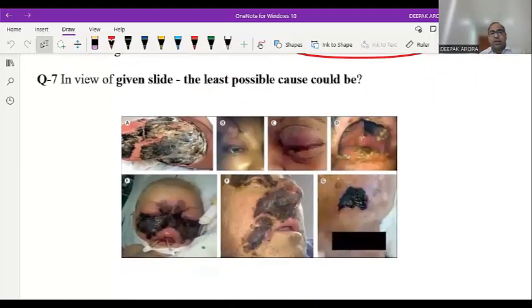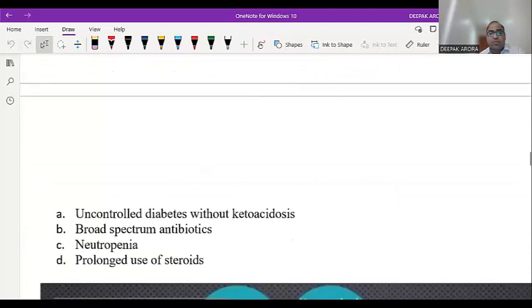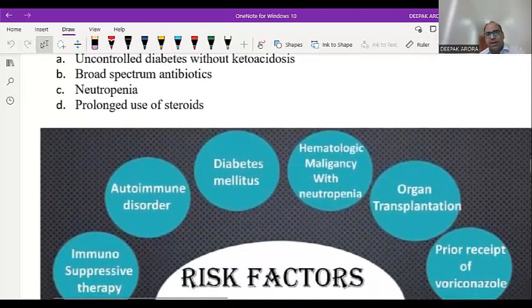Question number 7. In view of the given slide, what is the least possible cause? I'm showing you some necrotic lesion over the nose. That is, you are going in favor of mucormycosis. Let us read the options. The first option, uncontrolled diabetes, is one of the important predisposing factors. Broad spectrum antibiotics. Neutropenia, yes, it can be one of the predisposing factors. Long use of steroid, yes. So options A, C, and D can be there. But broad spectrum antibiotics, no.